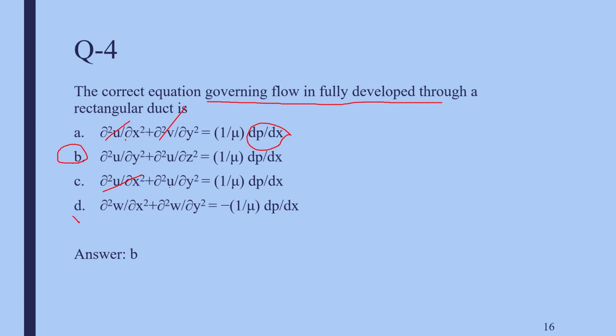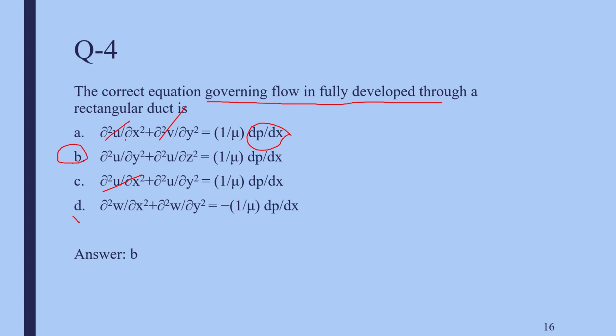Rest of the terms are true, but again one more term is missing, that is ∂²u/∂z². And option D is given as ∂²w/∂x² plus ∂²w/∂y², which is again false because w is 0 in the x direction flow.